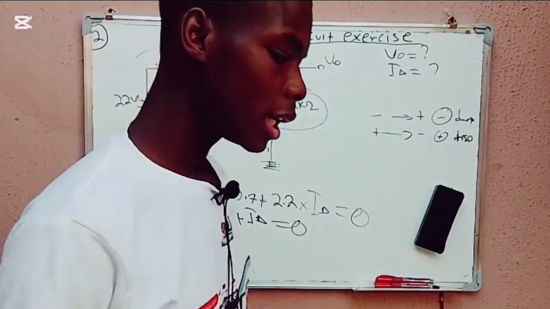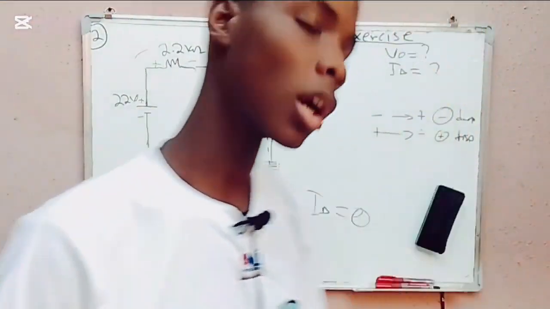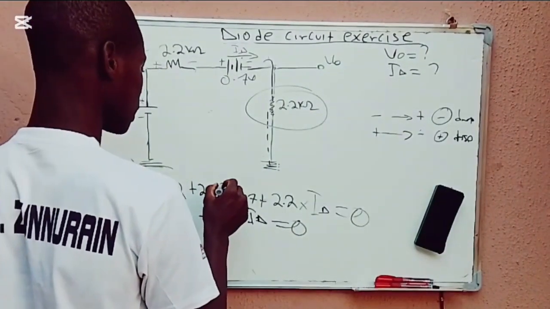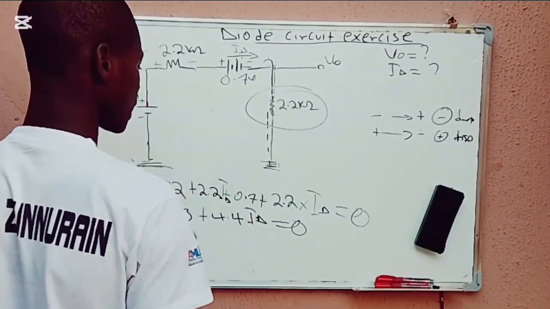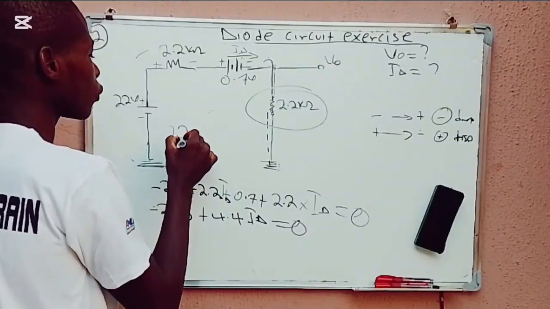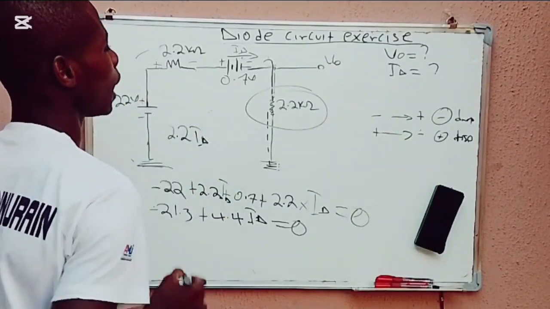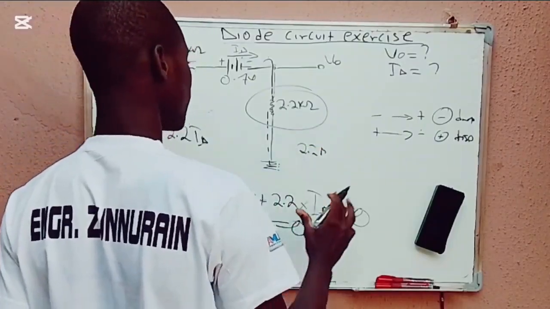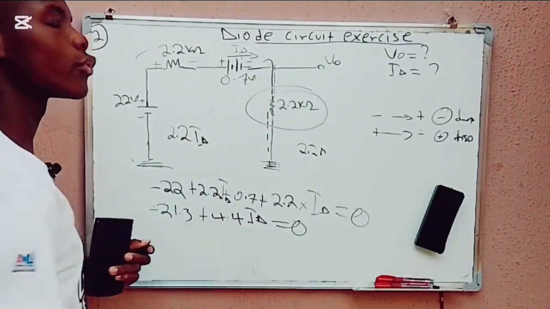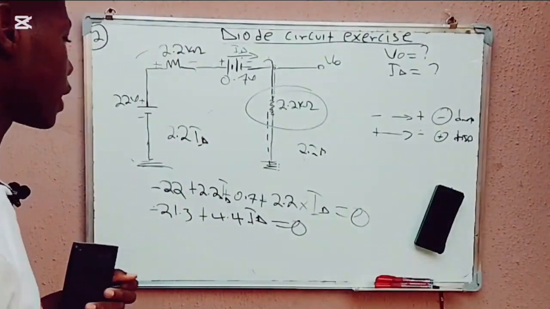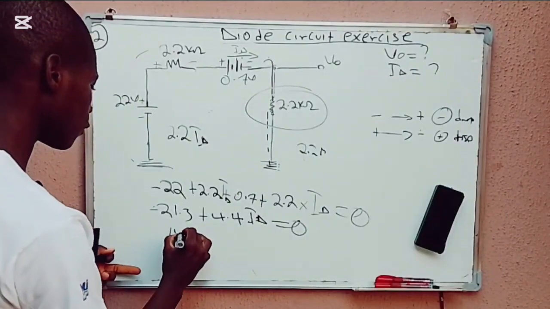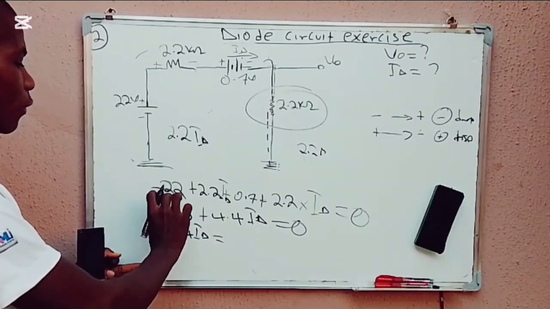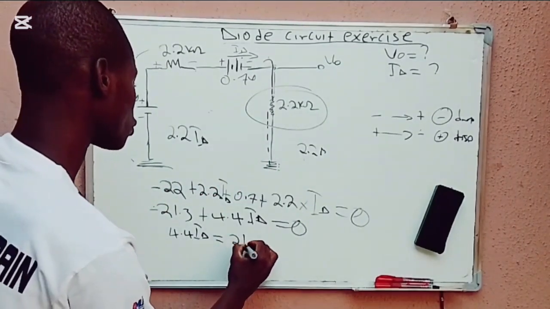You have to know that in each resistance we have the current. So therefore I can set this as 2.2 ID, and again the resistance 2.2 ID. If I sum them, it will now be 4.4 ID, which is the diode current. So this is the same thing as saying 4.4 ID should now be equal to, when the negative 21.3 crosses the equal sign, it will now be 21.3.